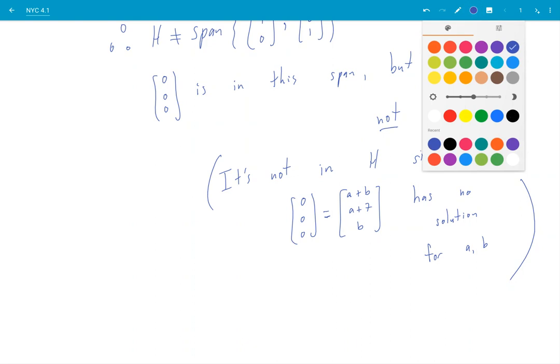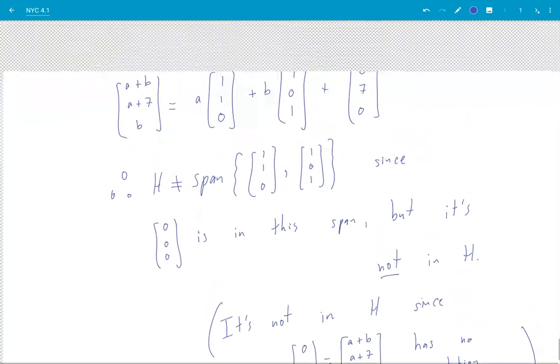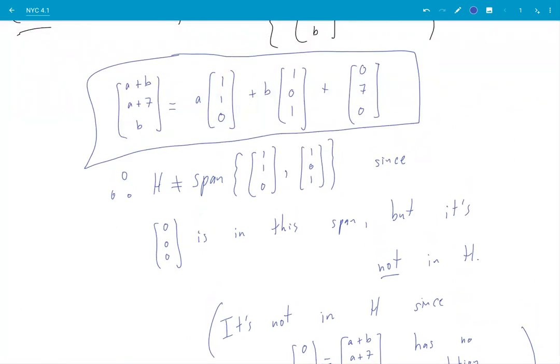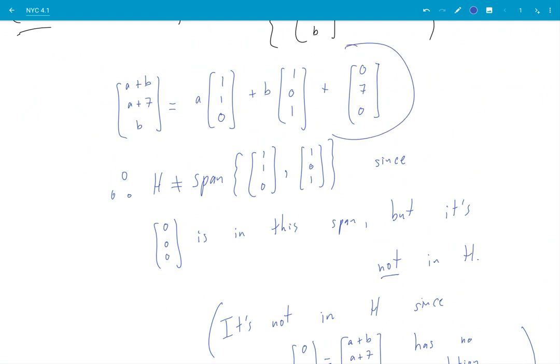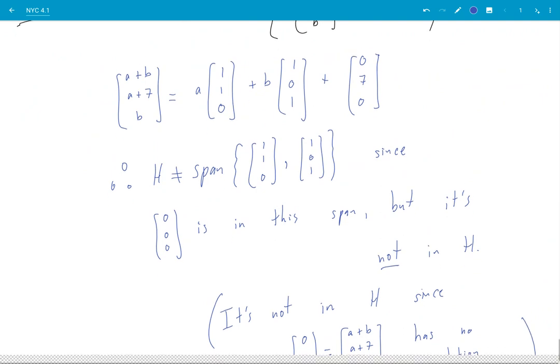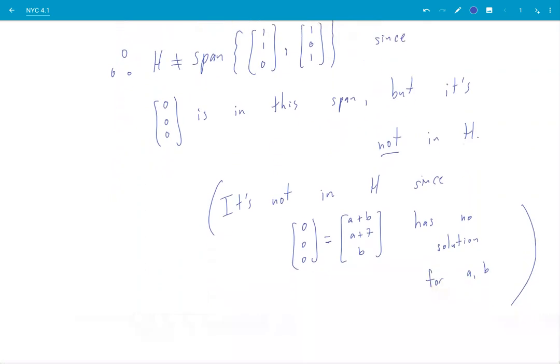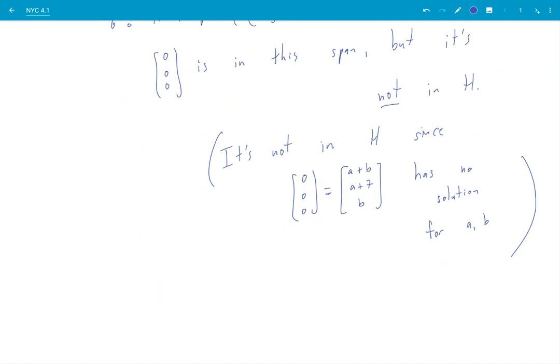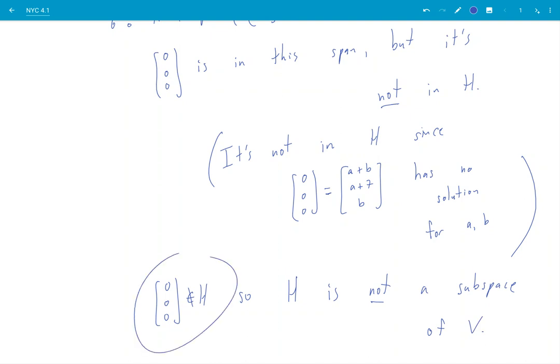Okay, so that doesn't always work. But if you do have something like this happening with this dangling thing here, okay, you have a strong suspicion that H is not a subspace. So what you need to do is find a concrete reason why H is not a subspace, which I have done right here. Okay, 0, 0, 0 is not in H, so H is not a subspace of V. Okay, this is the first of those tests, and the definition of a subspace.